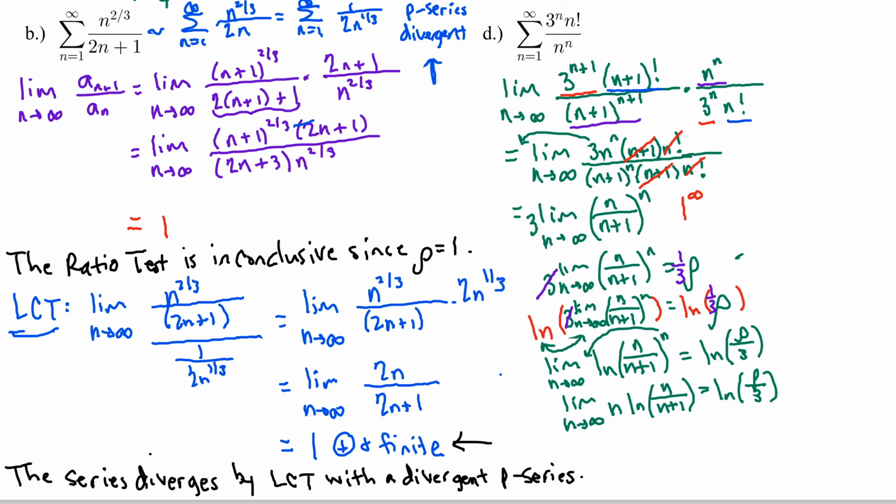Now, examining our form here as n goes to infinity, we've got the pattern infinity times. Now, notice the argument of this logarithm is approaching 1 as n goes to infinity, and natural log of 1 is 0. So we have an indeterminate form that we need to adjust.